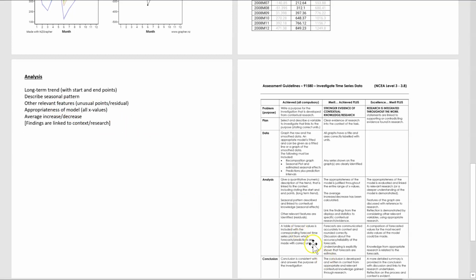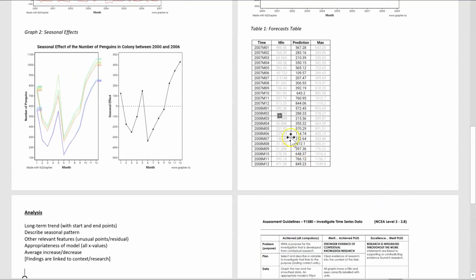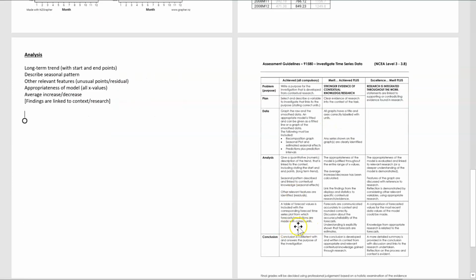Okay, so that was the first lot. The second bit below relates to the forecasts. A table of the forecast is included. We've actually already included that up here, from which forecasts are made. So we need to make a forecast with correct units. I suggest we make 2 forecasts here, in the off chance you make a little mistake. Then the next one, forecasts are communicated accurately in context and rounded.